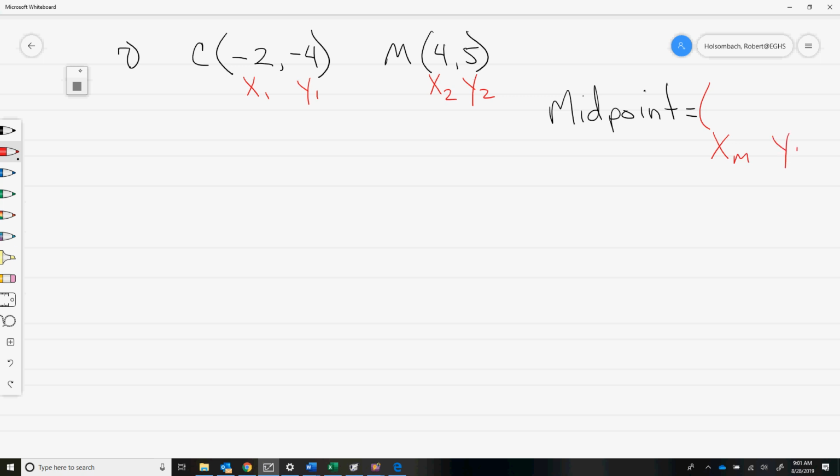So the formula you used earlier was that x in the middle is equal to x sub 1, which is -2, plus x sub 2, which is 4, divided by 2. And your y in the middle is equal to y sub 1, which is -4, plus y sub 2, which is 5, divided by 2.